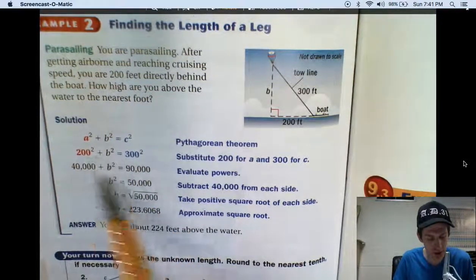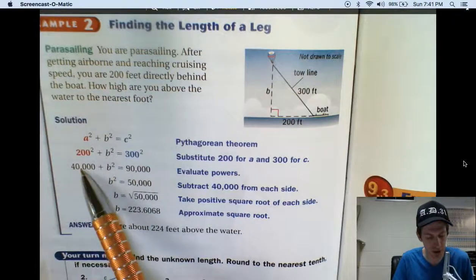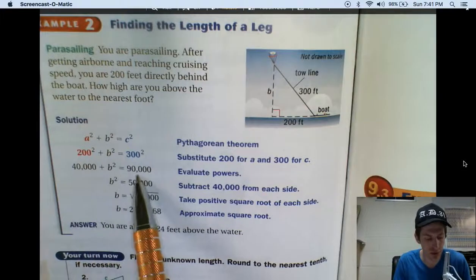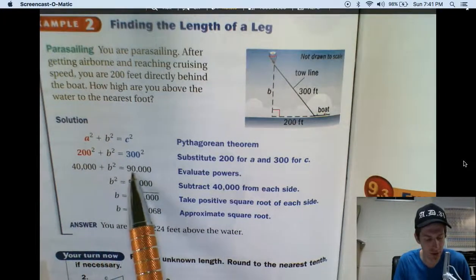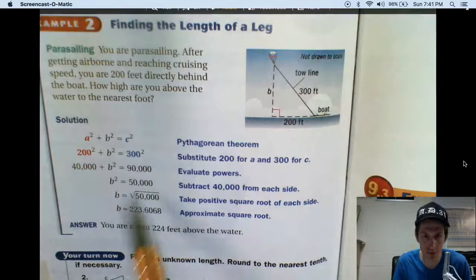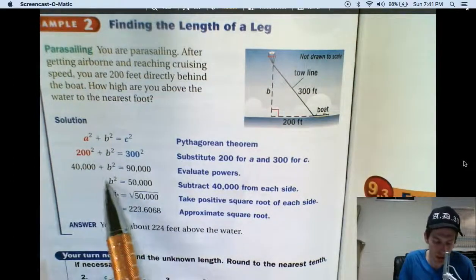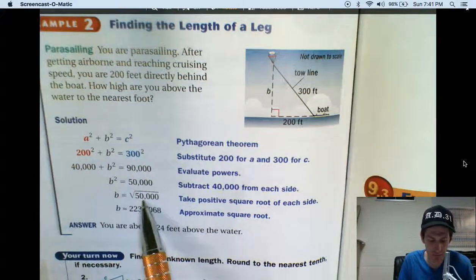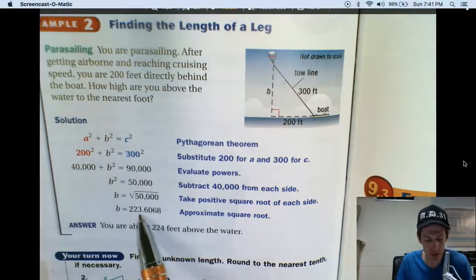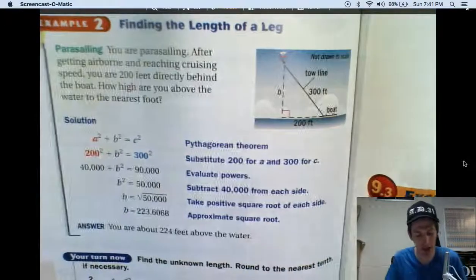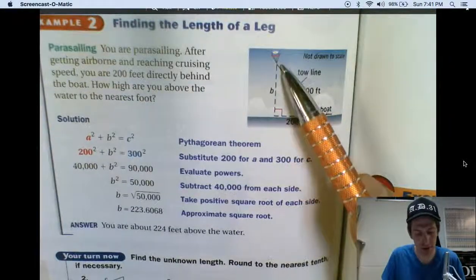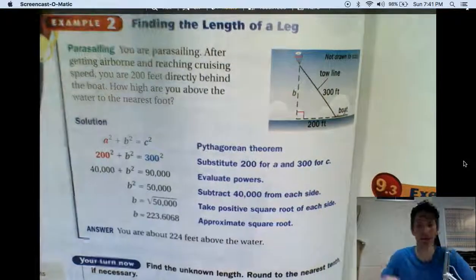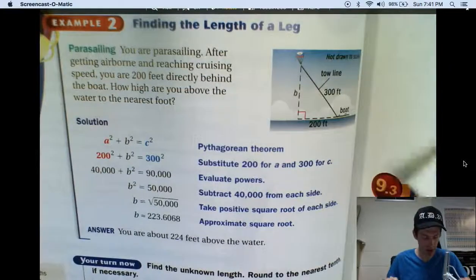Now look at this problem. How would you get this 40,000 gone so we can just deal with the b squared? You just subtract it from both sides. So, subtract 40,000, 90,000 minus 40,000 gives you 50,000, equals b squared. Now you would square root both sides to get just to b, and b equals the square root of 50,000, which is about 223.6. That's about the height you are above the water, 223.6 feet. Cool.